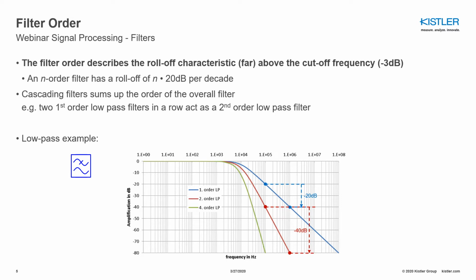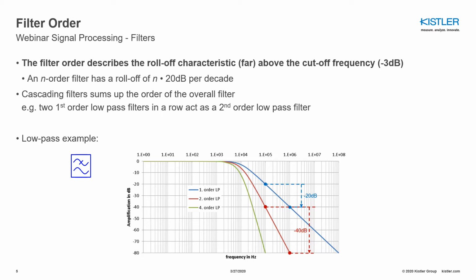So this means the amplification is decreasing by minus 20 dB, which equals a roll-off characteristic of a first order low pass filter. If we have a look at the red curve, the second order low pass filter, again we check the 100 kHz point, which is at minus 40 dB, and then one decade above, at 1 MHz, we are at minus 80 dB. So again here, since this is a second order low pass filter, we expect a roll-off characteristic of 2 times 20 dB per decade, which equals minus 40 dB, and this is the case for the red line.